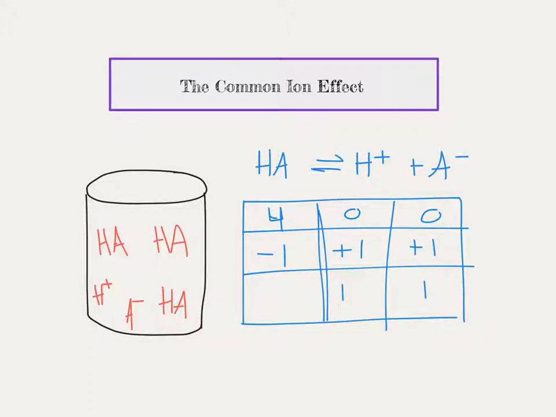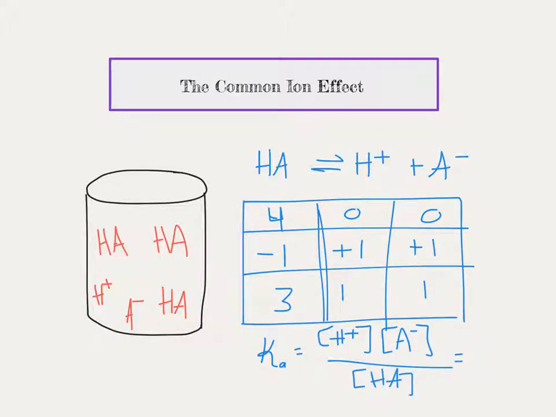Equilibrium concentrations, where our K value is equal to our hydrogen concentration times our anion concentration divided by the acid concentration. We'd end up with something silly like 1 squared over 3, or simplified to 1/3. Yay, cool, we have a weak acid.